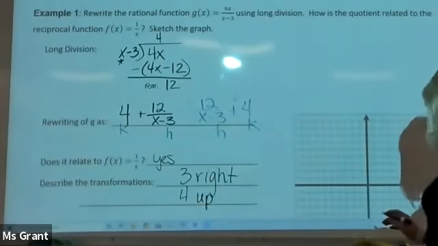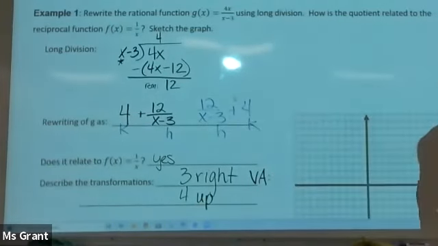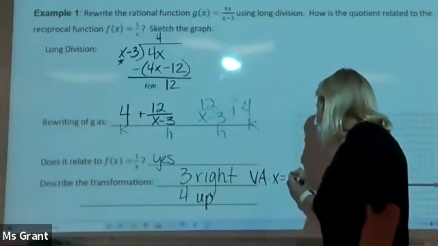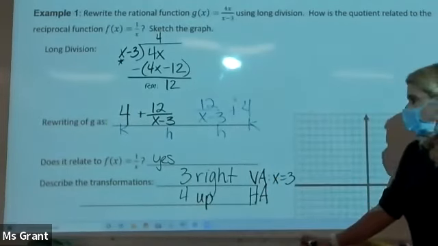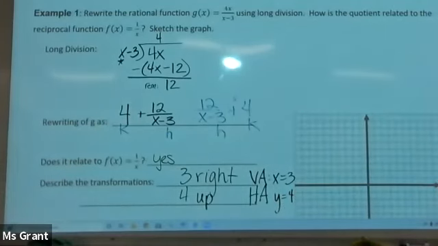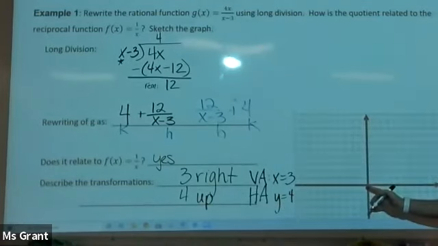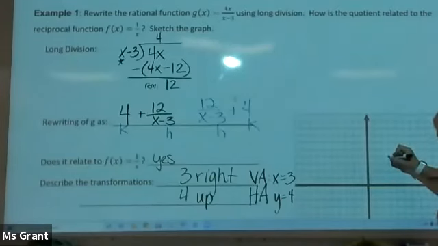My 3 to the right is going to be my vertical asymptote, VA, x equals 3. Horizontal asymptote is the 4 up, y equals 4. So here we go. At 3 right, 1, 2, 3, 4 up, 1, 2, 3, 4. This is where my asymptotes intersect.